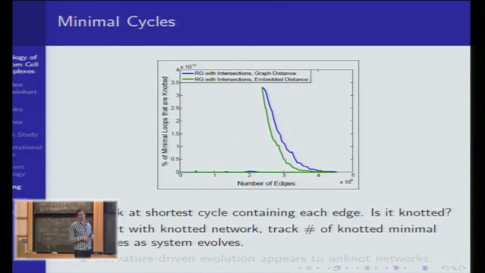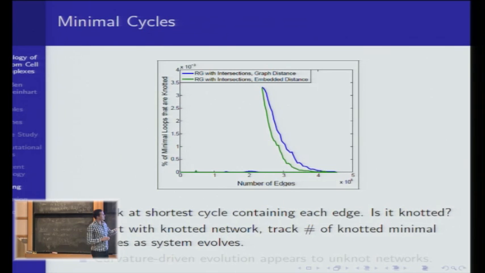If you start with initial conditions that are knotted, which the random graph initial conditions are, the very messy ones that give you lots of intersections, those are quite knotted at the beginning. But very quickly, if you run the curvature flow on it, the number of knots in these shortest cycles decreases very, very fast.